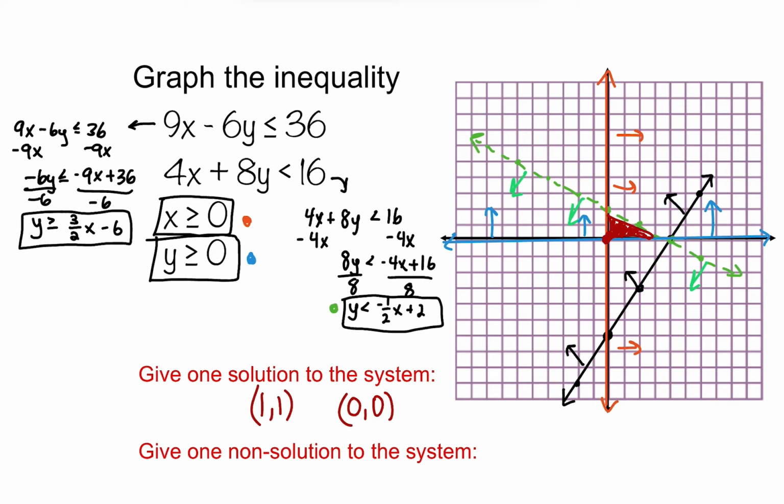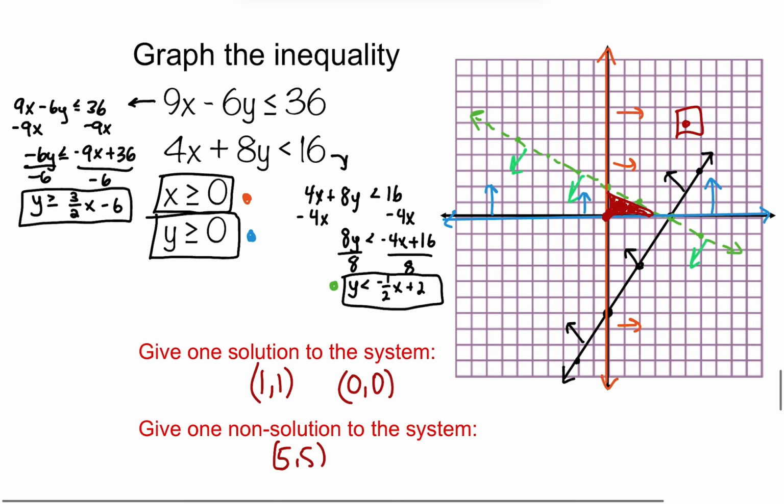And a non-solution, well, there's lots of them. You could pick anything that is outside of that little red shaded spot. And so I'm just going to do like 5, 5. 5, 5 is right here, and that is definitely outside the shaded part. All right, so that is it for graphing systems of inequalities.